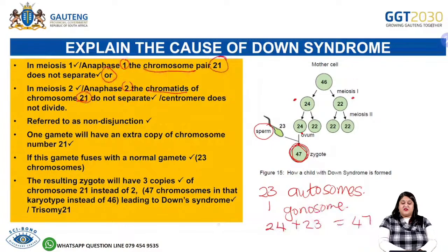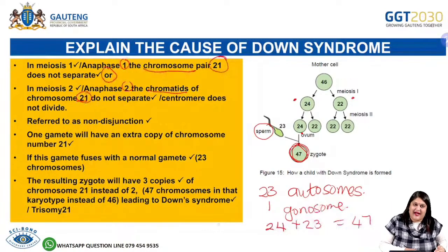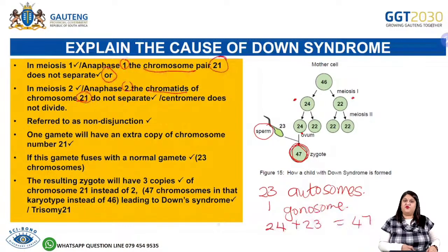Okay. So the other thing that learners get incorrect here is that they think that all non-disjunction has got to do with Down syndrome. As I explained to you in the beginning, this non-disjunction can happen in animals, it can happen in plants, it not necessarily happens only in humans. But if it happens in humans and it affects chromosome pair 21, and those abnormal gametes are going to fuse with a normal gamete, that is when we are going to have Down syndrome.